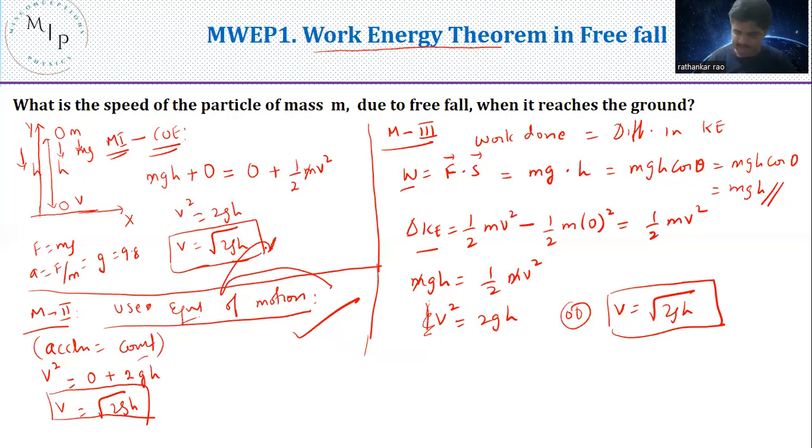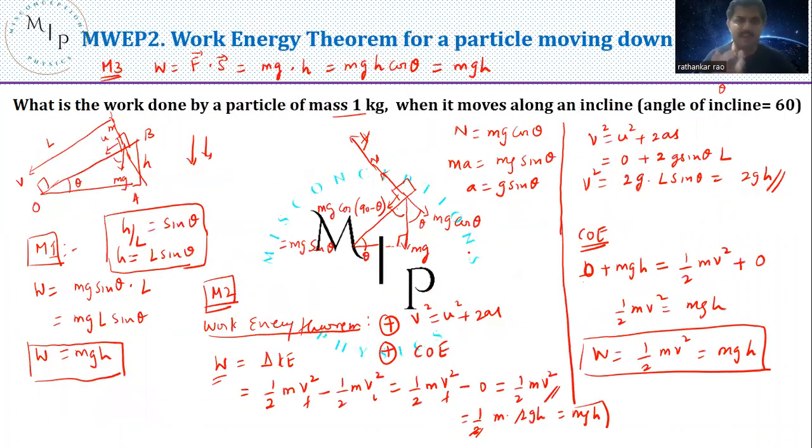Most of you would have done this. Nothing new. But while these two were quite new for you, how to do this one is quite easier. Then the second one, when a particle moves down an incline, how do you find out what is the work done by the particle? This is something which you would have solved, and I introduced the concept of using work energy theorem.